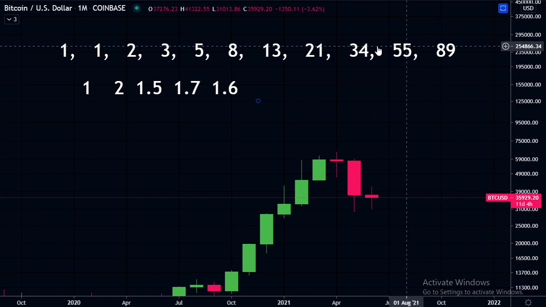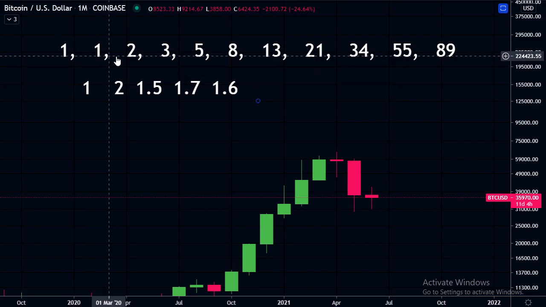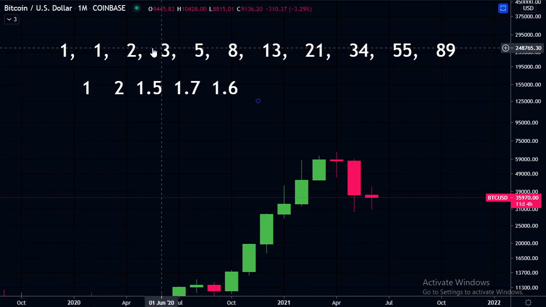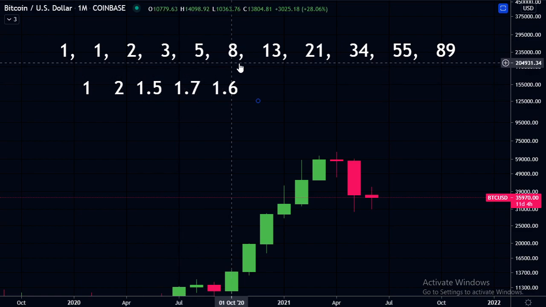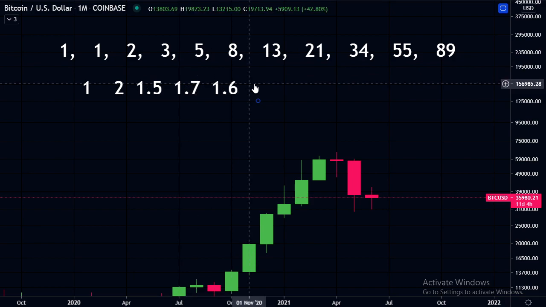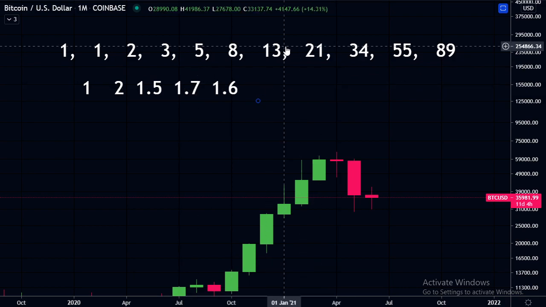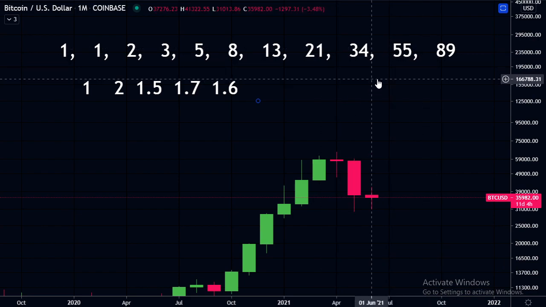and obviously this can go forever. And if we divide any two numbers here in this sequence, you can see 1 divided by 1 is 1, 2 divided by 1 is 2, 3 divided by 2 is 1.5, and then 1.7, 1.6. And what we find is these numbers converge to the number 1.618. Any two numbers that you take in this line will give you roughly 1.618, and that's known as the golden ratio.